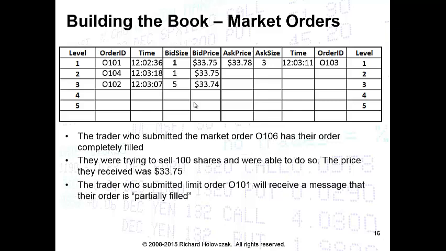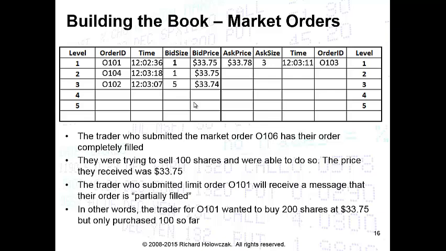The trader who submitted order 101 is in a little different situation. They're going to get a message that their order was partially filled. Again, recall the original order was to buy 200 shares at 33.75, and they only were able to buy 100 shares. So they will end up with 100 left, as we say, on the book. So this is now the new state of our book after that market order executed.